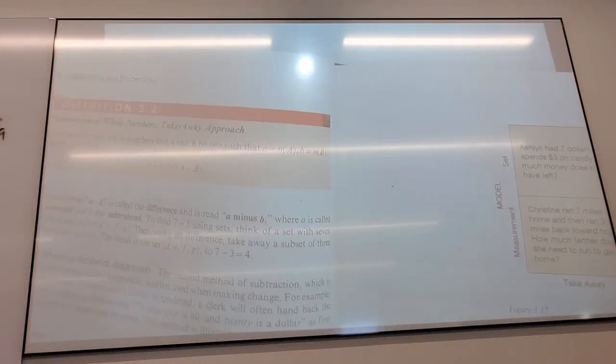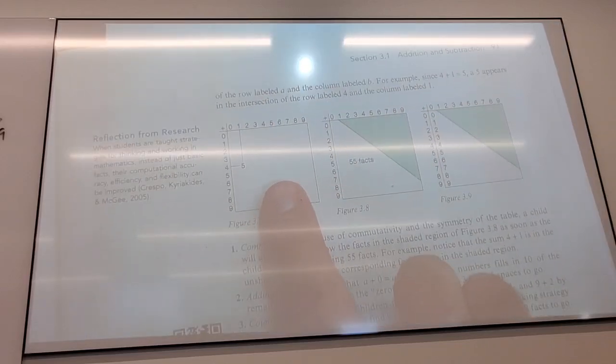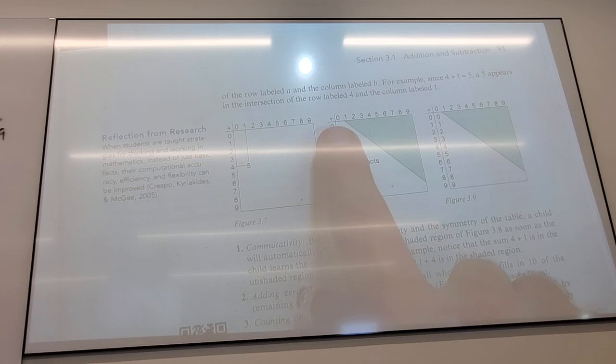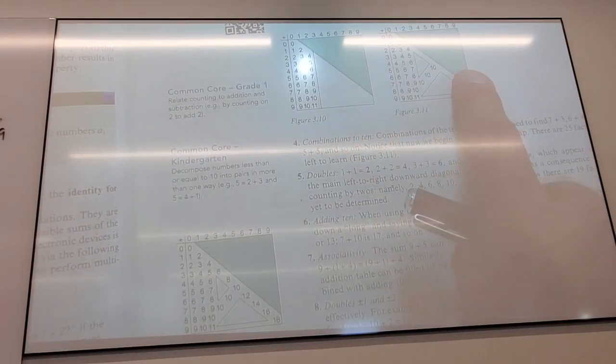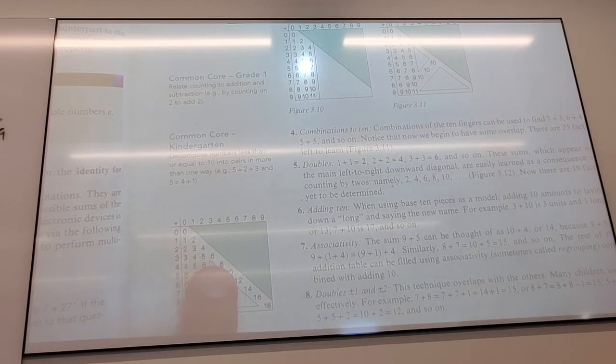Let me show you the picture in the book, because my picture, understandably, sucked pretty bad. Here's what was happening. There's the idea of commutativity: if I know what 1 plus 2 is, then I know what 2 plus 1 is. Then you've got this list of stuff we went through, and they fill it in as they go. If you see this diagonal here, you guys know what that is? That's doubles. I love it.